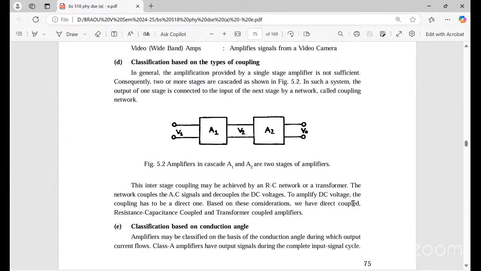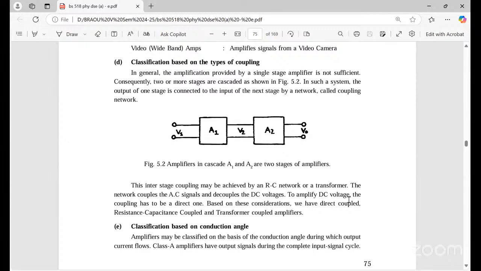So there only we are using another one. Consequently, two or more stages. Where do you observe this in the case of RC coupled amplifiers? Okay, so there is a strengthening of the signal. If by using a single stage at the input, if you give a 1 volt input, the output may be 2.5 like that.